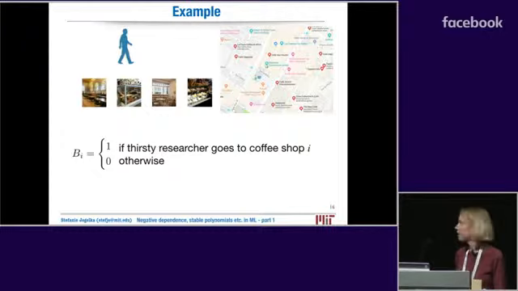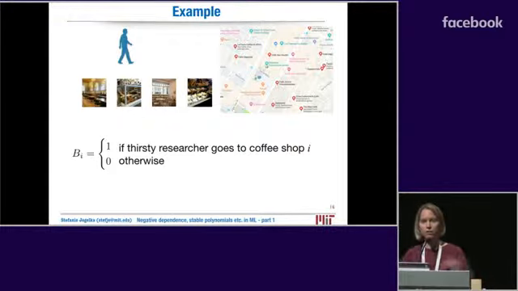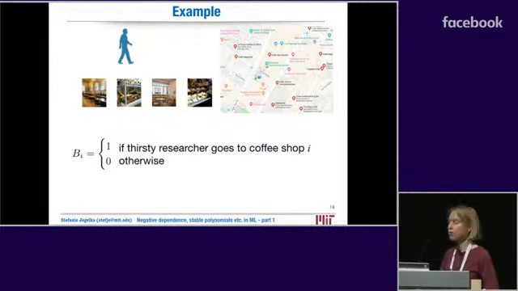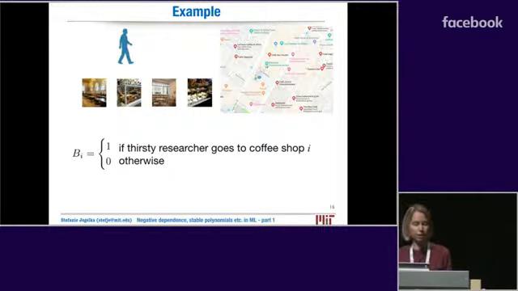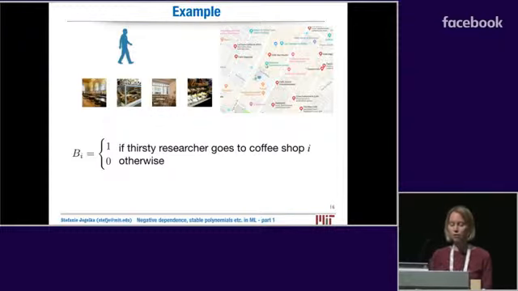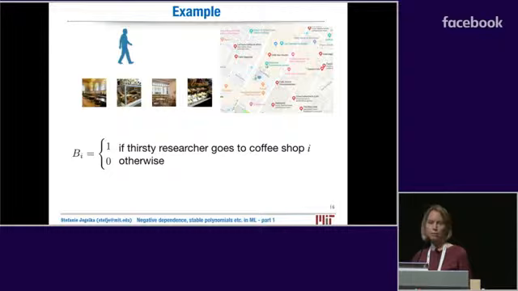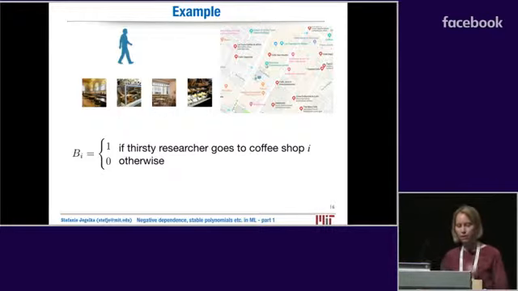It's again a choice type of distribution. Let's say we have a thirsty researcher who has time to go to one coffee shop, and there's a number of k different coffee shops. We have indicator variables, so bi is 1 if the researcher goes to coffee shop i. Now the set of my bi random variables is negatively associated. This is not so hard to prove if you think about the inequality with the indicator. So here only one will ever be 1.